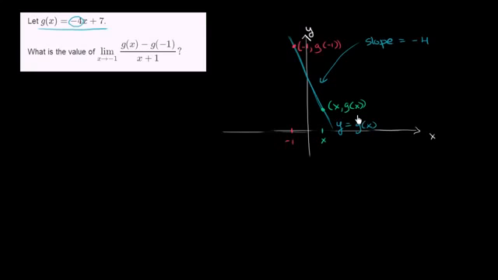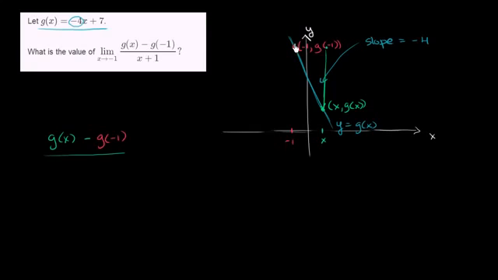And this expression right over here, notice, it is your change in the vertical axis. Your change in the vertical axis would be g of x minus g of negative 1. And then that's over, actually let me write it this way so that you can keep track of the colors, minus g of negative 1. All of that over your change in the horizontal axis.